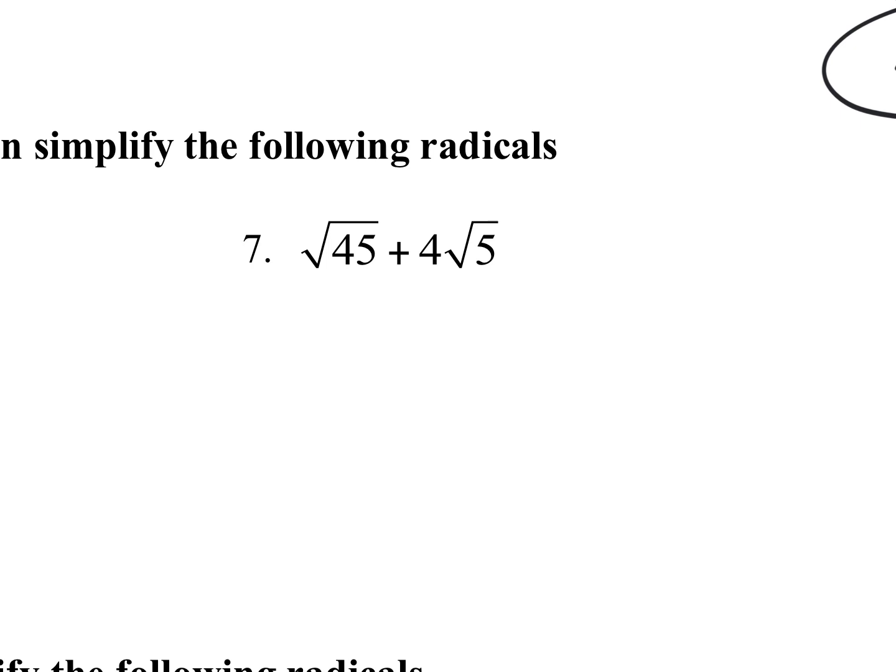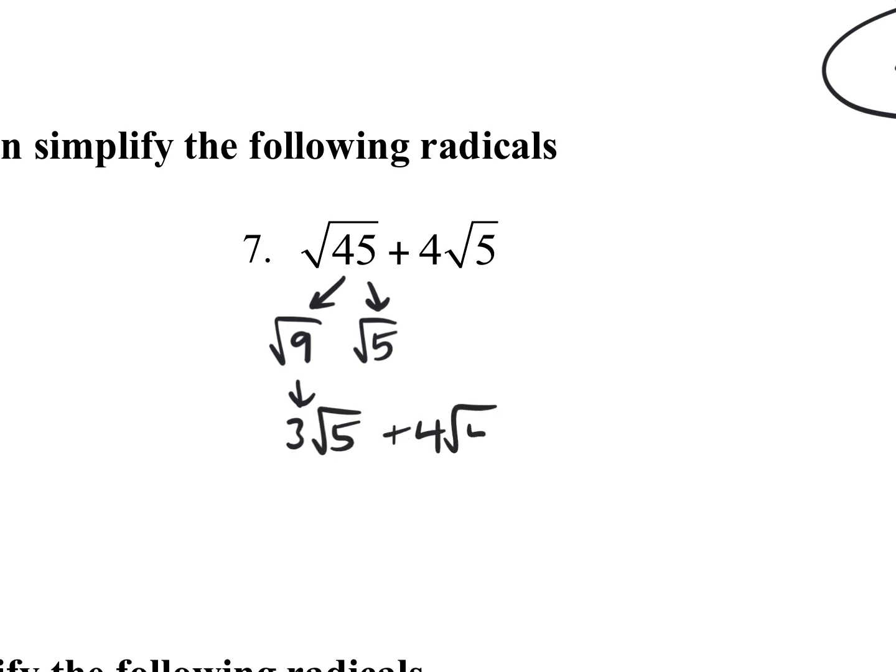Number 7, 45 and 5 are not the same, so I need to simplify the square root of 45 first. Biggest perfect square that goes in would be 9, and that simplifies to give me 3 square root of 5 plus 4 square root of 5, so I can add my coefficients to give me 7 square root of 5.